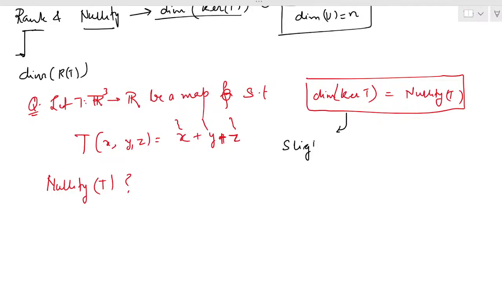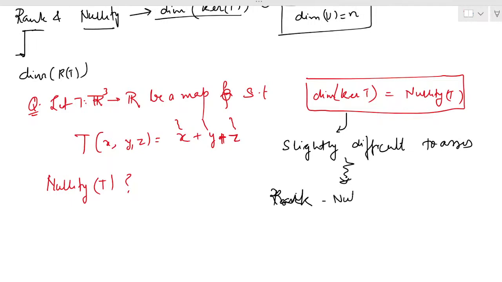This is slightly difficult to assess, so I'll use the rank nullity theorem. Okay, let us see how.